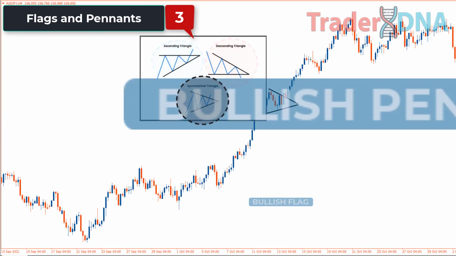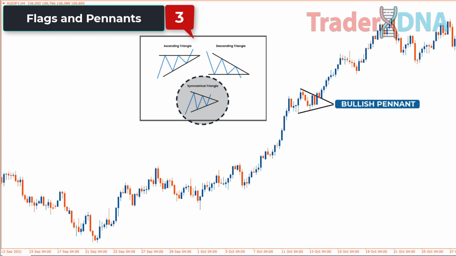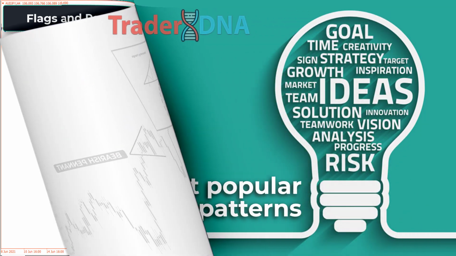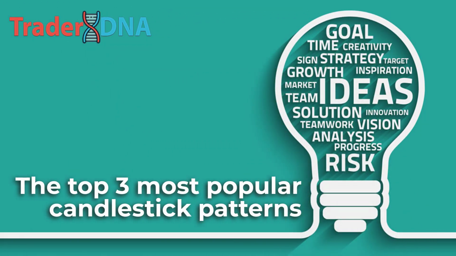Bullish pennant. A pennant pattern is characterized by converging trend lines that form a small symmetrical triangle. It represents a brief consolidation before the continuation of an uptrend. Bearish pennant. Conversely, a bearish pennant forms a small symmetrical triangle during a downtrend, indicating a brief consolidation before the continuation of the downtrend. These chart patterns are widely recognized by traders and analysts for their predictive potential in forecasting future price movements.